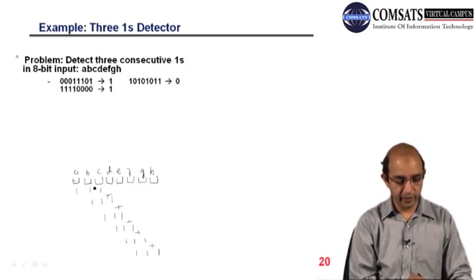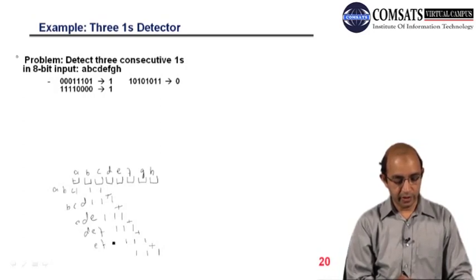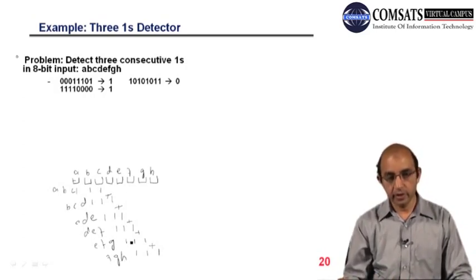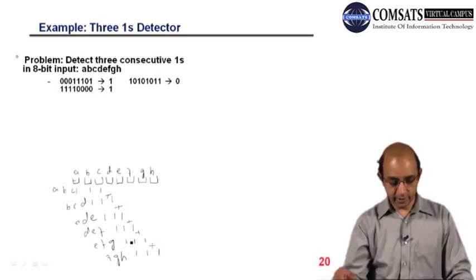So what I have to do for all consecutive ones, how can I do that? Here I will be having A, B, C, B, C, D, C, D, E, D, E, F, E, F, G, F, G, H. So this is the logic.